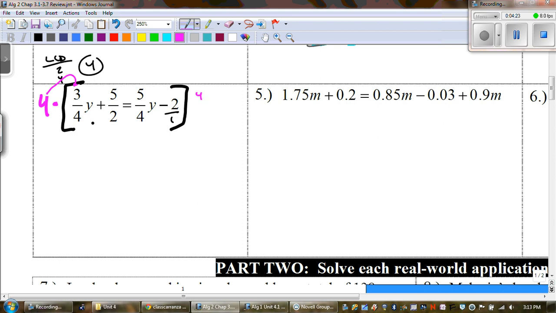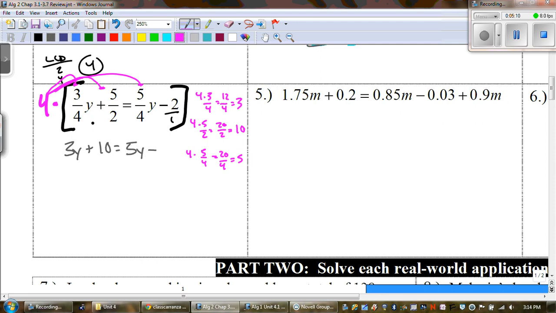All right, so 4 times 3 over 4. Well, 4 times 3 is 12, and 12 divided by 4 is 3. So we get our first one of 3y. And now we have to multiply the next one. 4 times 5 over 2. Well, 4 times 5 is 20, and 20 divided by 2 is 10. So we get plus 10 equals, and now we do it again. We have 4 times 5 over 4. Well, 4 times 5, we just did, is 20, and 20 divided by 4 is 5.